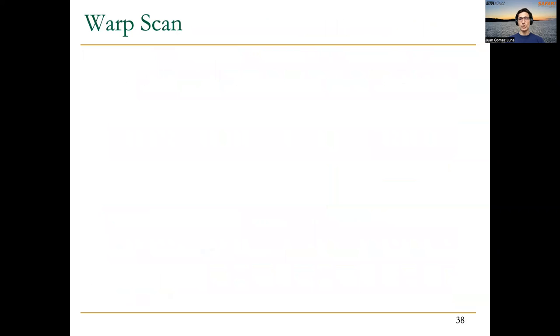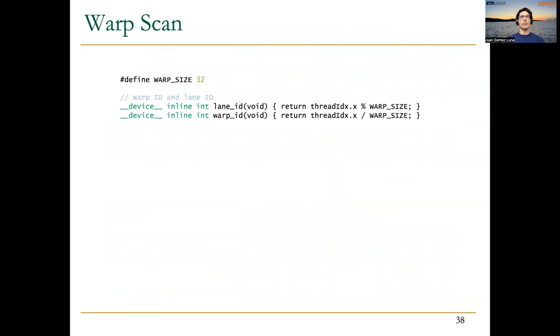Let's take a look at how to do the scan internally inside a warp. First of all, we have a certain warp size. In current GPU architectures it is 32 threads. That is well known. And we are going to use a lane ID and a warp ID to identify the part of the input that is going to be processed by each warp and by each thread inside the same warp, by each lane.